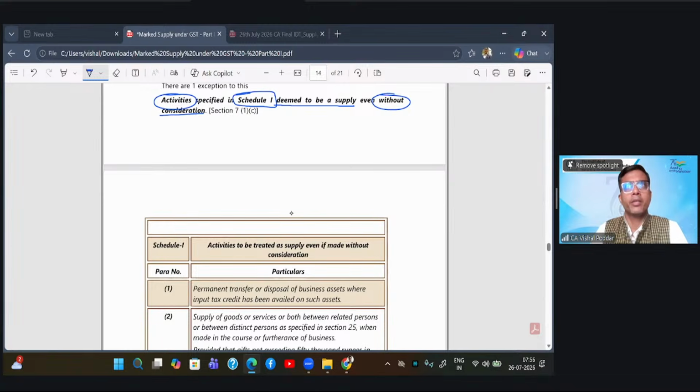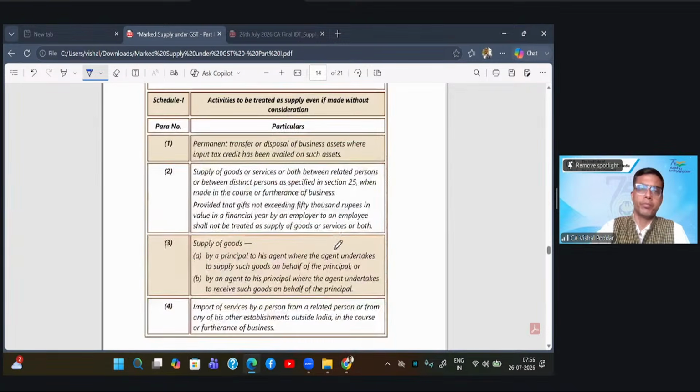And in these specific cases, even though you have not paid or will not be giving me any consideration, anything in return, still my supply would be treated as a valid supply and would be leviable to GST. So what are they? Let us understand. So just give me a minute.